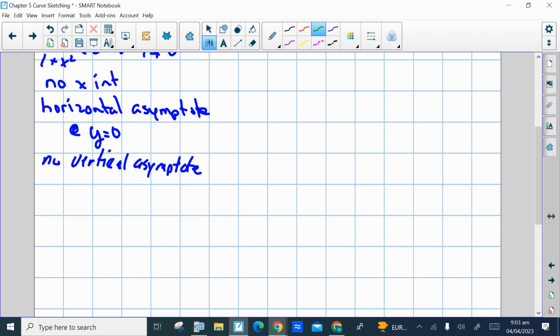The y-intercept, we can find that. It's where x equals 0. So that'll be where y equals 1 over 1 plus 0 squared. So you're going to get 1 over 1, which is 1. The y-intercept is the point 0, 1.